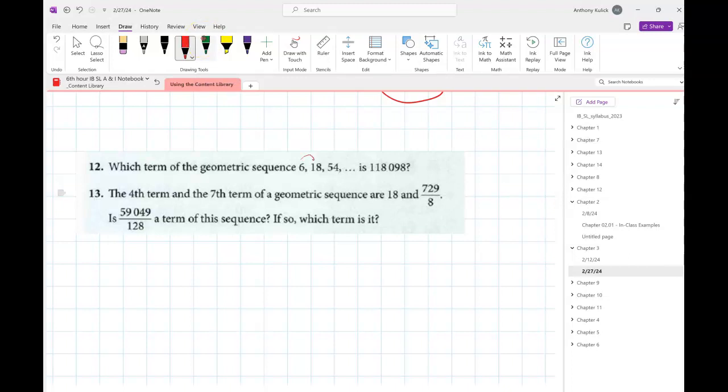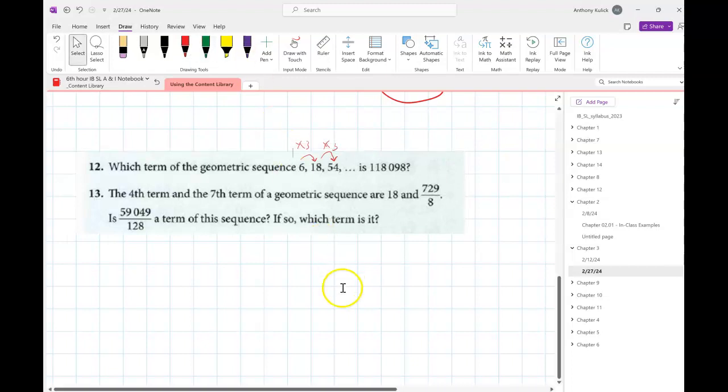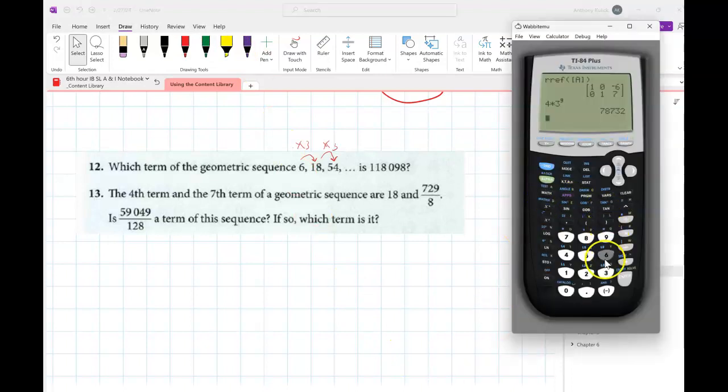So I noticed that the constant ratio here is 3, right? We're multiplying by 3 each time. So the dumb way we could do this is: that's my first term, second term, third term, fourth term, fifth term, sixth term, seventh term, eighth term, ninth term, 10th term. You could do it that way and just brute force it with your calculator. It's not so bad, right?